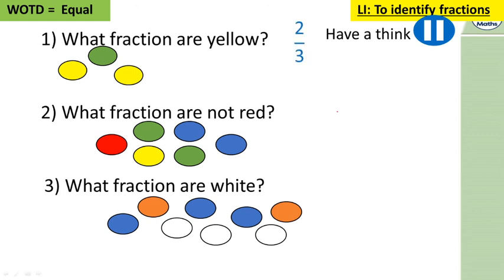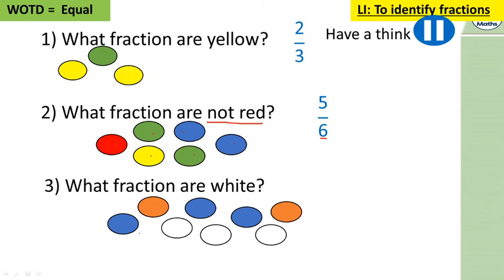Right, number 1 is going to be 2/3 because there's 3 counters and 2 of those are shaded out of the total of 3. Number 2 is going to be 5/6 because it says which fraction are not red. And there's 6 in total, which is the denominator. And there's 1, 2, 3, 4, 5 that are not red. So the numerator, how many parts are shaded in for what we're looking for, goes on the top, so 5.